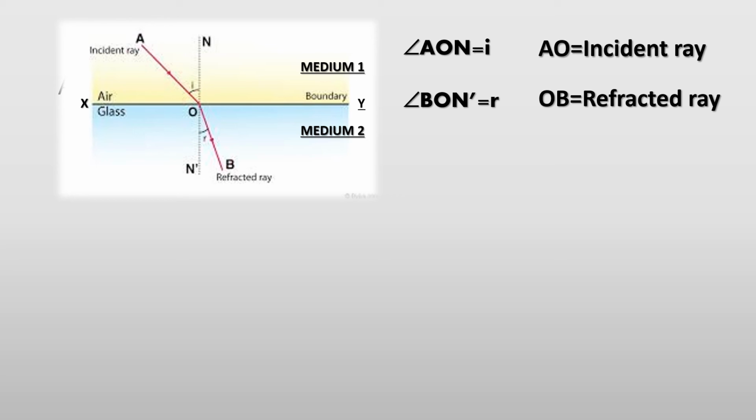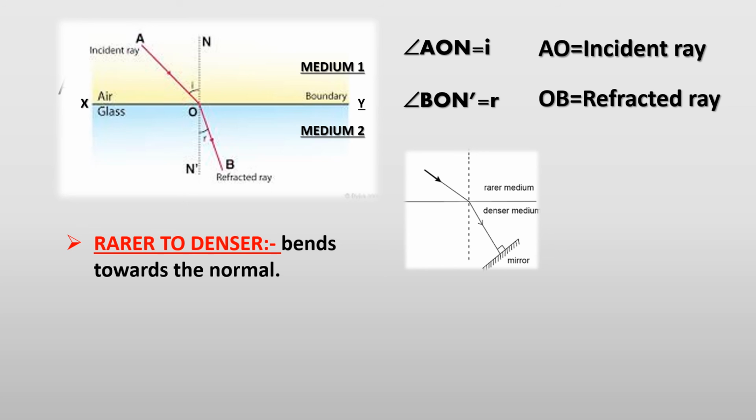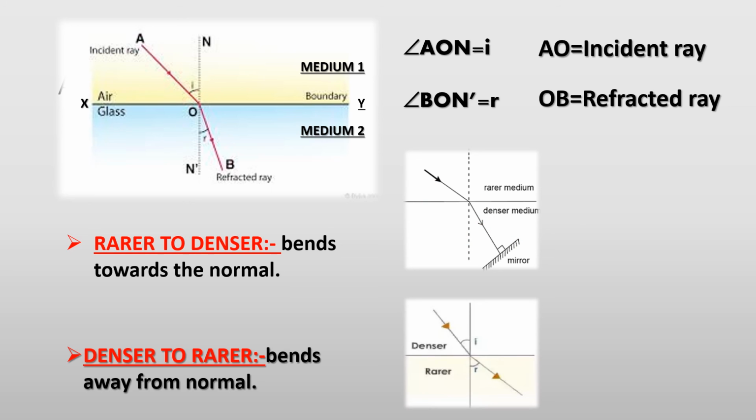So remember, in case of reflection, the angle of reflection is always equal to the angle of incidence. But in the case of refraction, the angle of refraction R is never equal to the angle of incidence I. Now, when light travels from a rarer to a denser medium, it bends towards the normal. And when light travels from a denser to a rarer medium, it bends away from the normal.